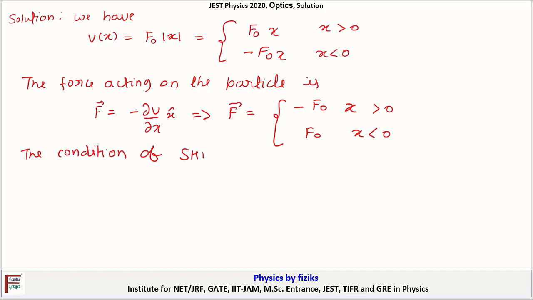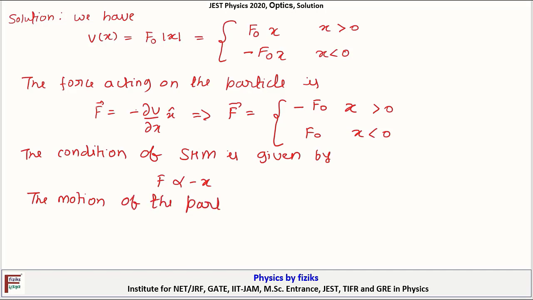The condition of SHM is given by F directly proportional to the negative of position x. But from here we can check that F is independent of the position, so it is not proportional to the distance x. That means the motion of the particle is oscillatory but not in SHM. So now we should determine the time period of this oscillation.